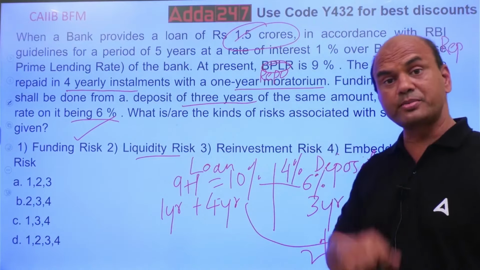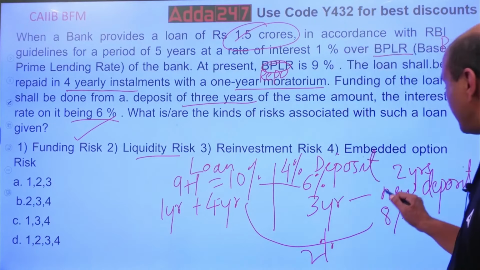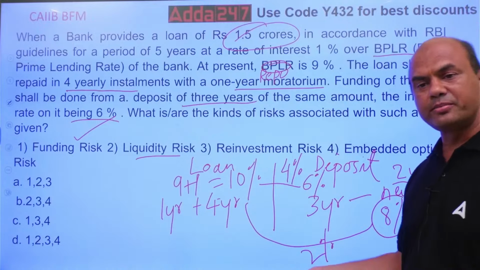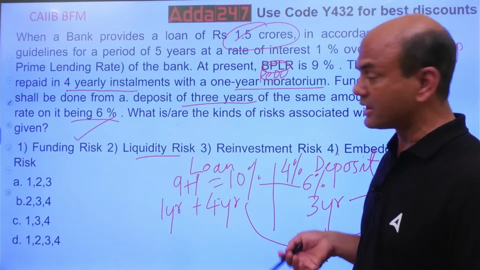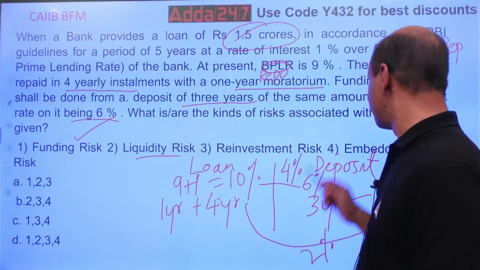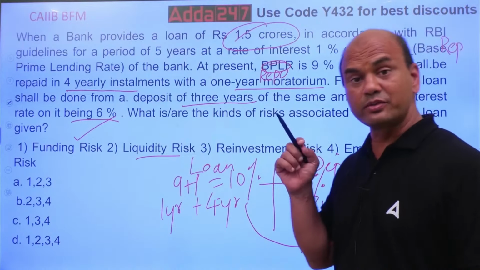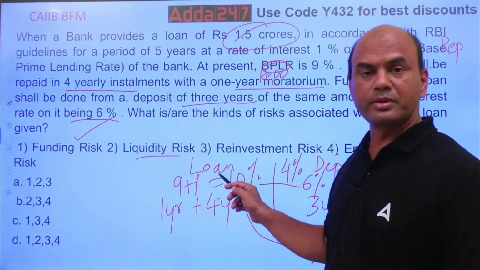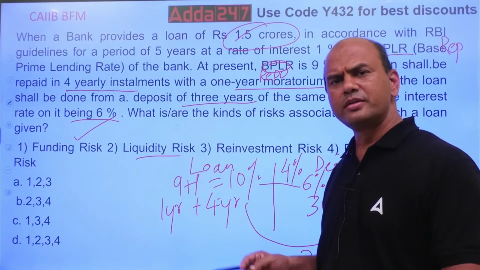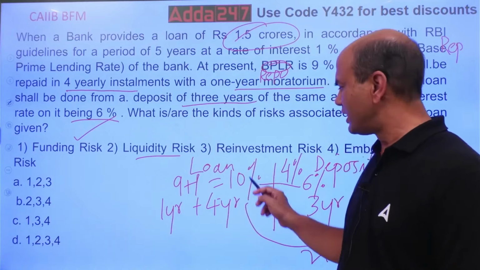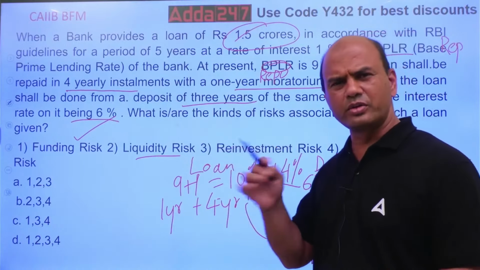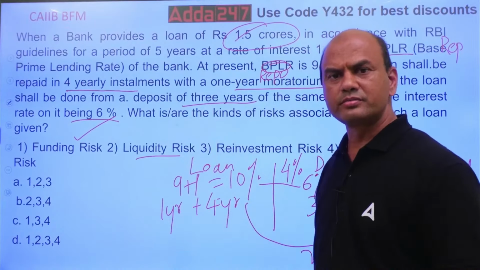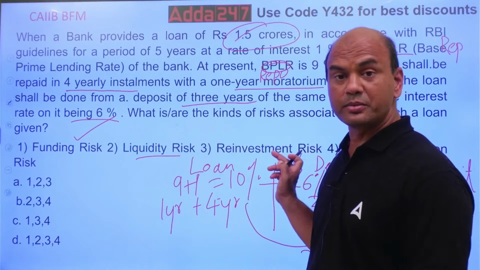Reinvestment risk, that is also a big problem. Why? At what rate will I get it? 8% I am imagining. That rate may be 7%, that rate may be 9%, anything. Embedded option risk, this is also one more big problem. Even this loan person tomorrow morning can come to you and take back all your money. I don't want your loan. This is your amount, this is your interest. This is known as embedded option risk.